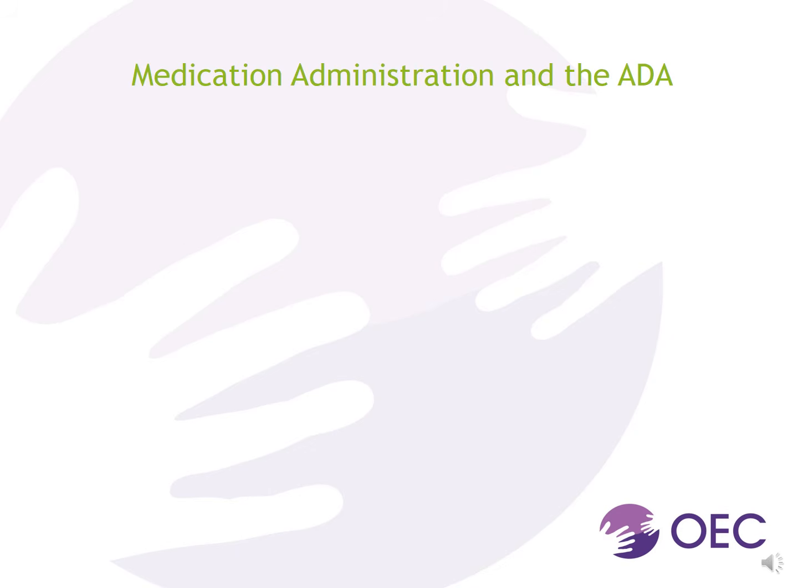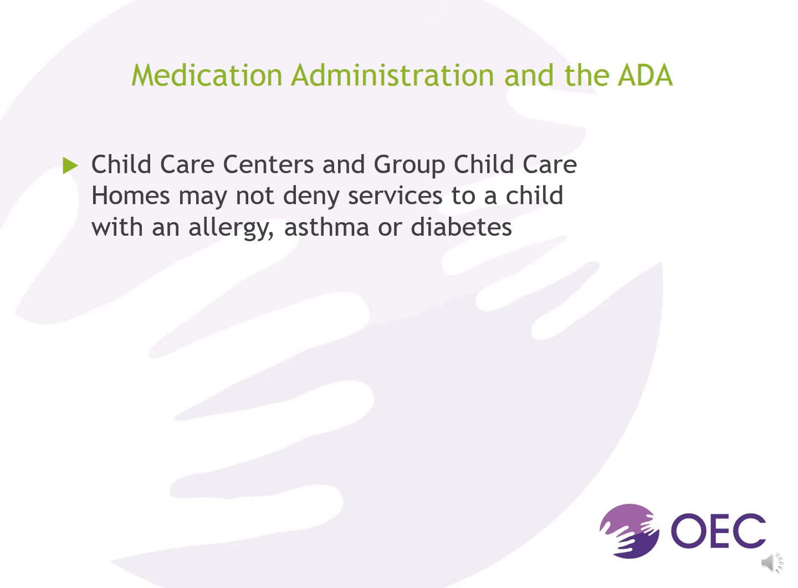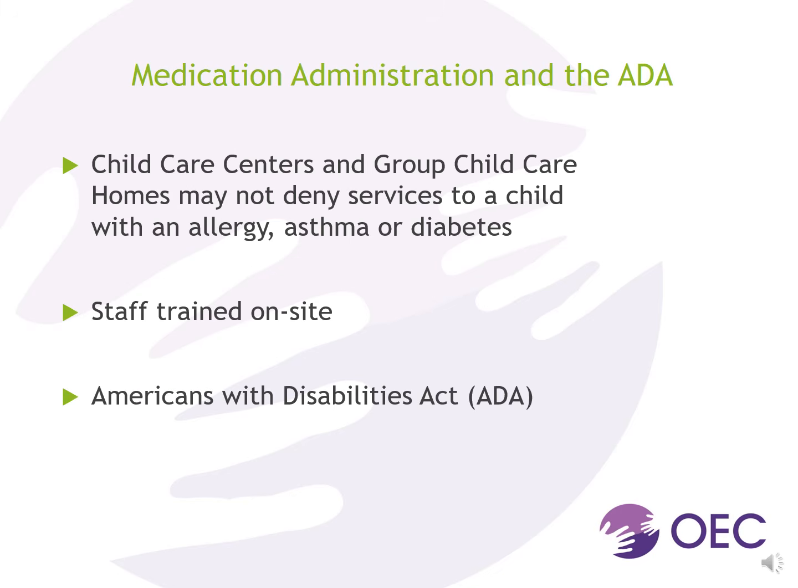Deciding whether or not your program will administer medications is not always a choice. The licensing regulations prohibit a licensed child care center or group child care home from denying child care services to a child because of a known or suspected allergy, diagnosis of asthma, or diabetes. In these cases, the program has 3 weeks from the child's enrollment to train staff in the administration of such medications and necessary equipment, and then must ensure such trained staff are on site during all hours the child is present. The licensing regulations for family child care homes do not specifically require providers to administer medications.